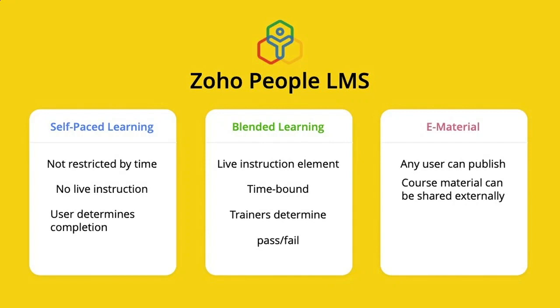These are the 3 types of course material that you can set up, and only 2 of the 3 would earn an employee some sort of level up or certification at the end. And that is the first 2, the self-paced learning and the blended learning. The e-materials type is a type of course that anyone in the organization can put together at any time and just share anywhere. So it's a really good opportunity for skill sharing within the organization as well.